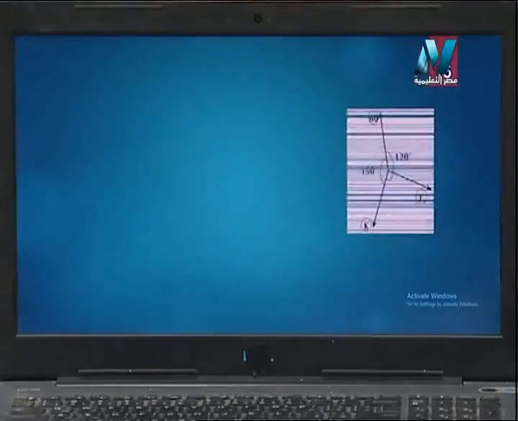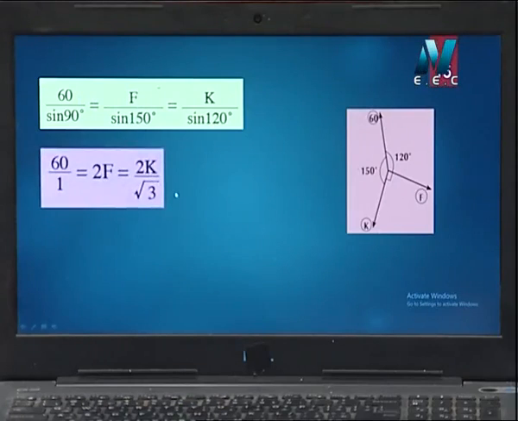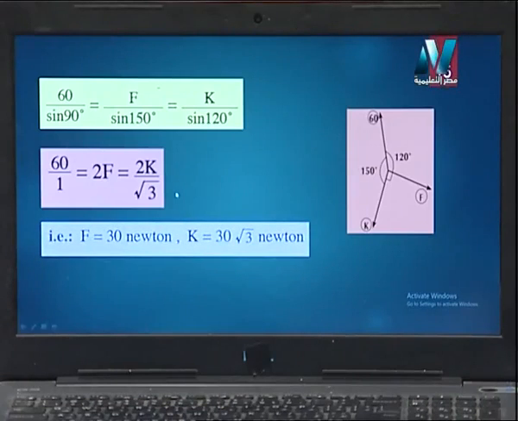We get: 60 divided by sine 90 equals F over sine 150 equals K over sine 120. So by using your calculator, you can find F by cross multiplication. Here 60 equals F over 1/2 equals K over root 3 over 2, and F equals 30 Newton and K equals 30 root 3 Newton.